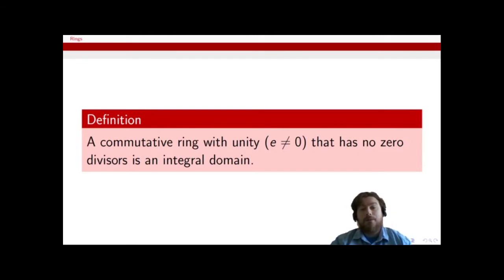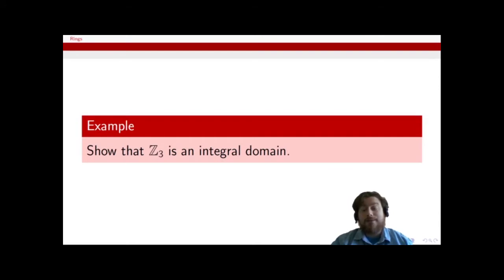Now, if I have a commutative ring with unity that has no 0 divisors, we're going to call that an integral domain. Also, I'm saying here that the unity E is not equal to 0. So if we had just the ring consisting of 0 itself, then we wouldn't call that an integral domain. But if we have a commutative ring with a non-zero unity and no 0 divisors, we call that an integral domain. So if I want to see that Z3 is an integral domain, what I'll have to do is show that it is a commutative ring with unity and it has no 0 divisors.